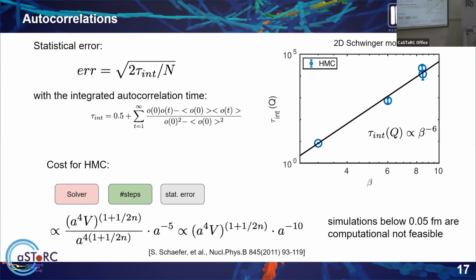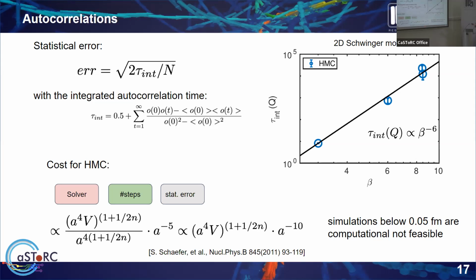One missing piece is the statistical error in our cost formula for the HMC. We discussed how we improve the solver and how we can control the number of steps. But what I didn't discuss yet was the number of configurations we need to get a reasonably small error.